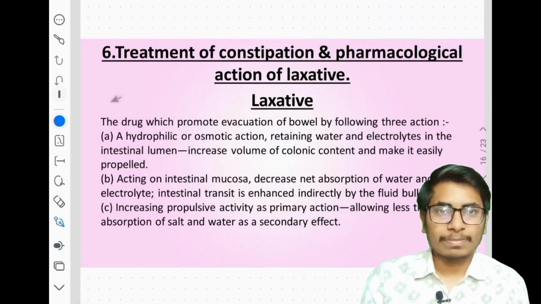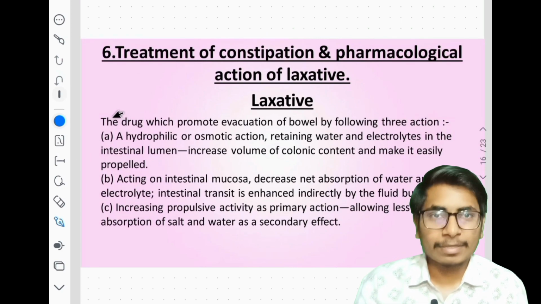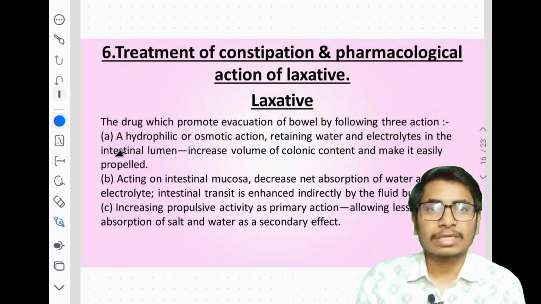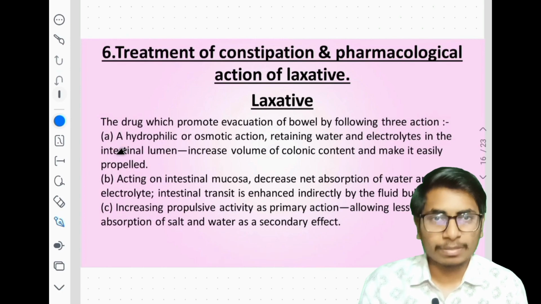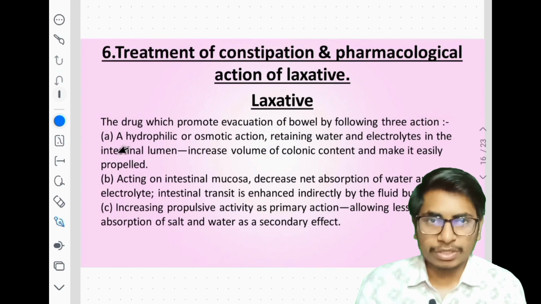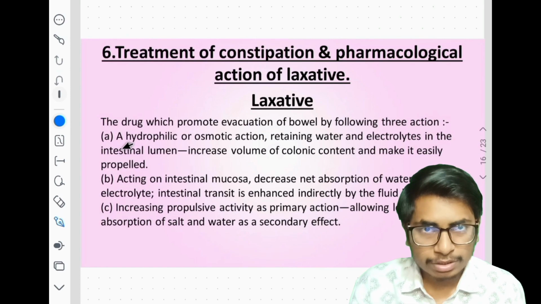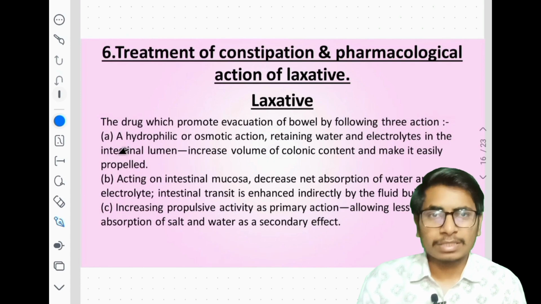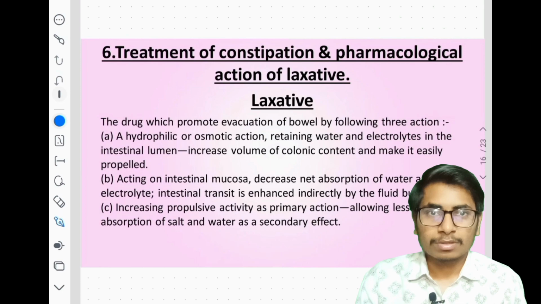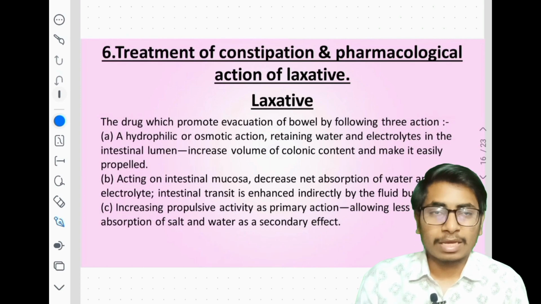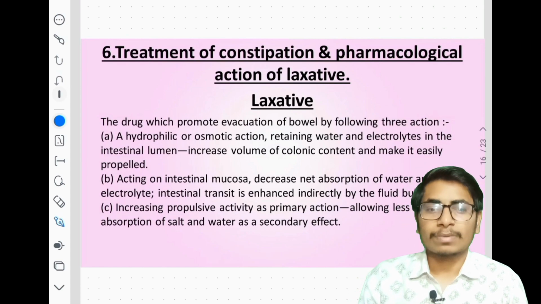Now treatment of the constipation. As I said, for complete cure of the patient, we must identify the actual cause. Then only can we cure the patient. But for transient relief to the constipation patient, we use some medication. The medicine which is used for the treatment of constipation, or which promotes evacuation of the bowel, is called a laxative. That laxative has different action on the intestinal mucosa according to different type.